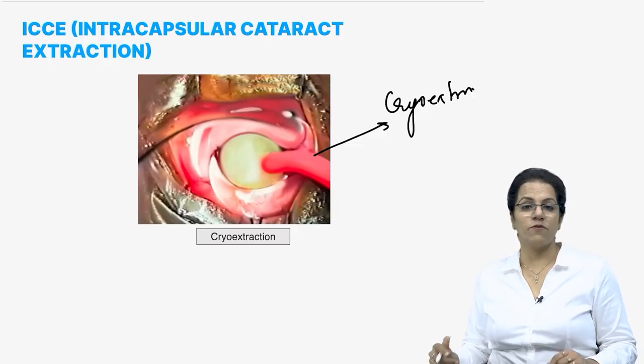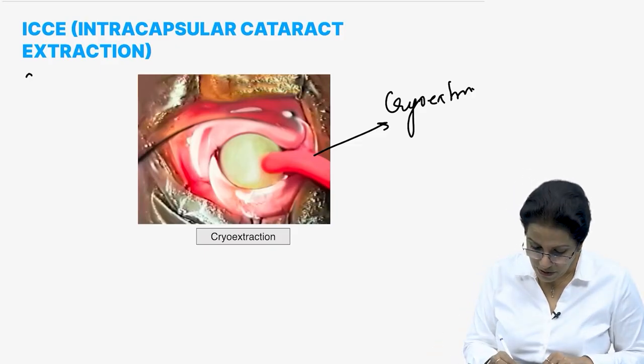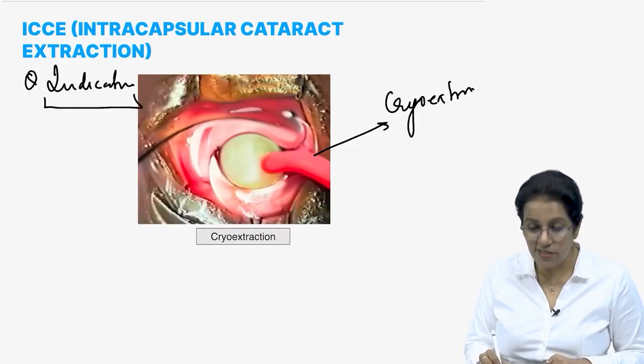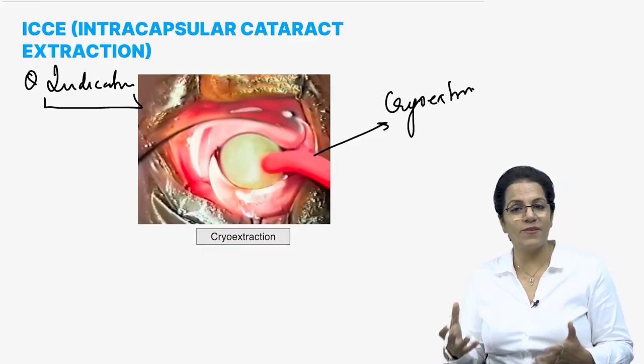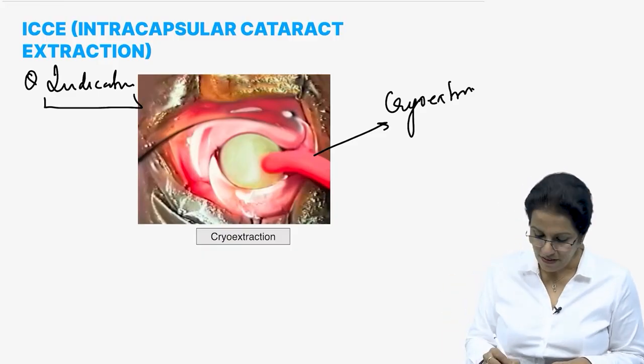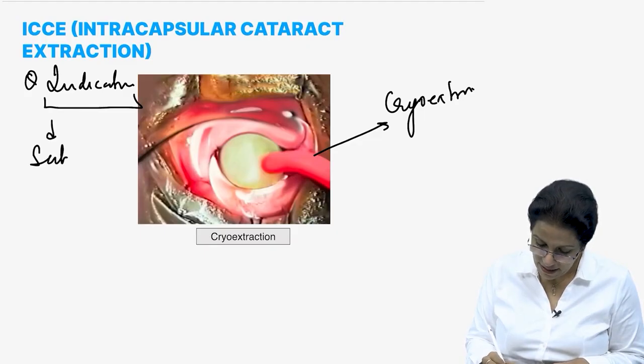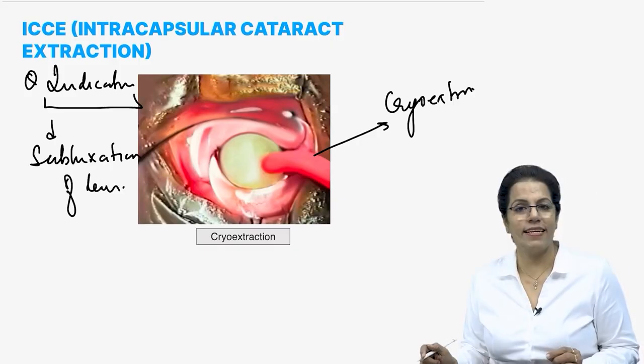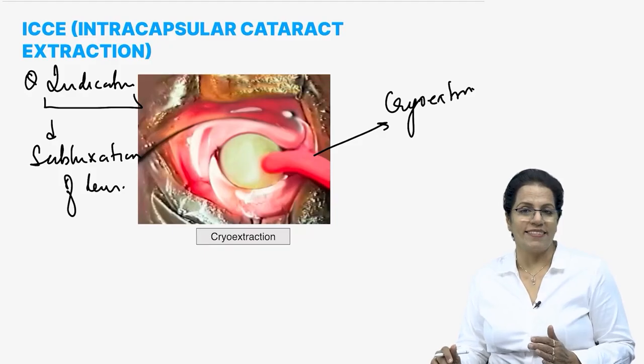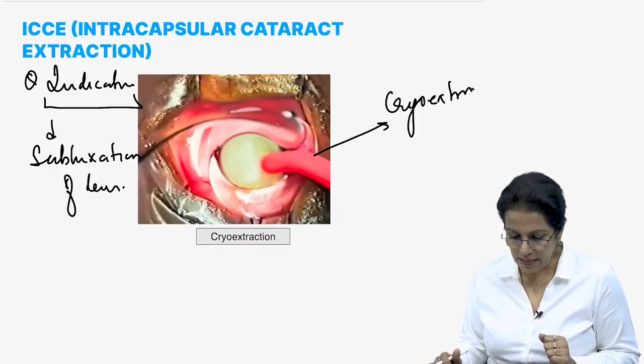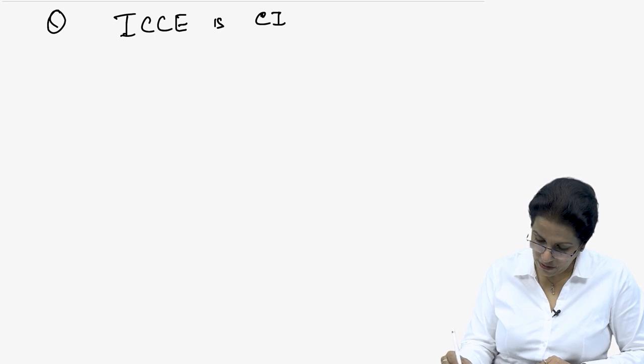The second question is, of course, I don't want to do the surgery. So the question is, what is the only indication of surgery today? The only indication of removing the capsule is when you can't save the capsule. So the only indication of ICCE you will answer is subluxation of lens. It is subluxation of lens. Right? Okay. Come to the next question. The next point they can ask you is, ICCE is contraindicated in children. So this is another point they ask you, why it is contraindicated in children.